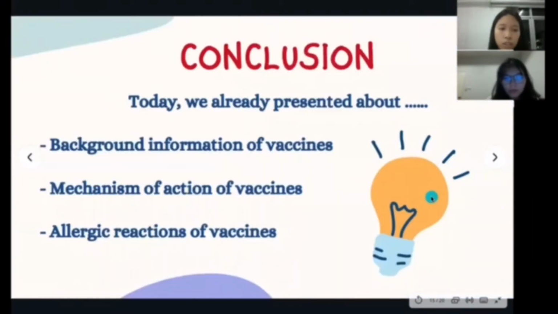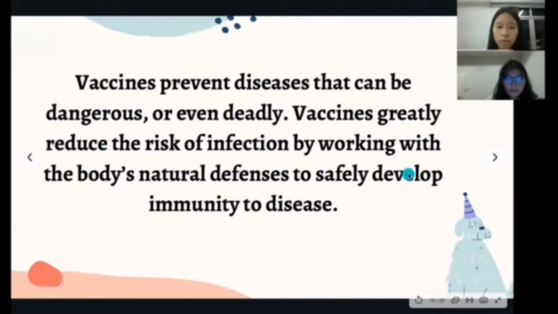For the conclusion, that's all about our presentation. Today we presented the background information of vaccines, the mechanism of action of vaccines, and allergic reactions to vaccines. To summarize everything, vaccines prevent diseases that can be dangerous or even deadly. Vaccines greatly reduce the risk of infection by working with the body's natural defenses to safely develop immunity to disease.